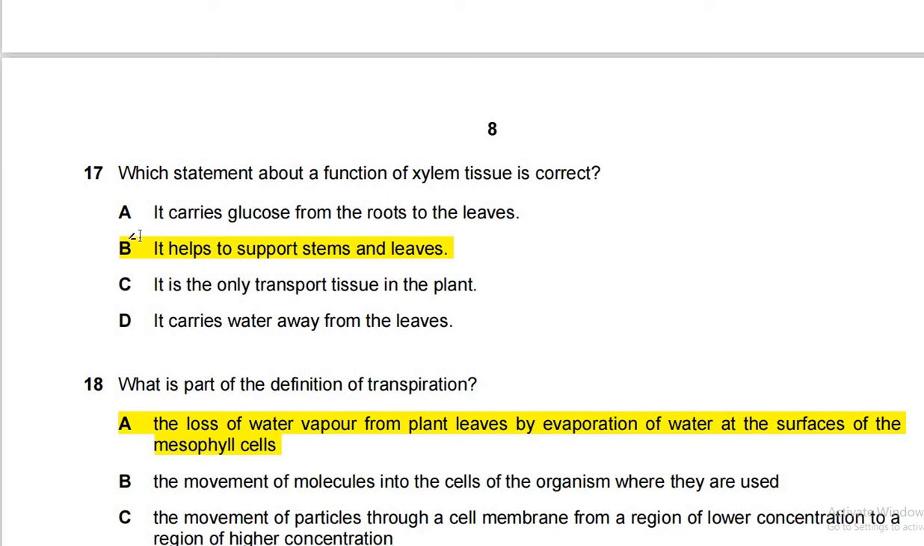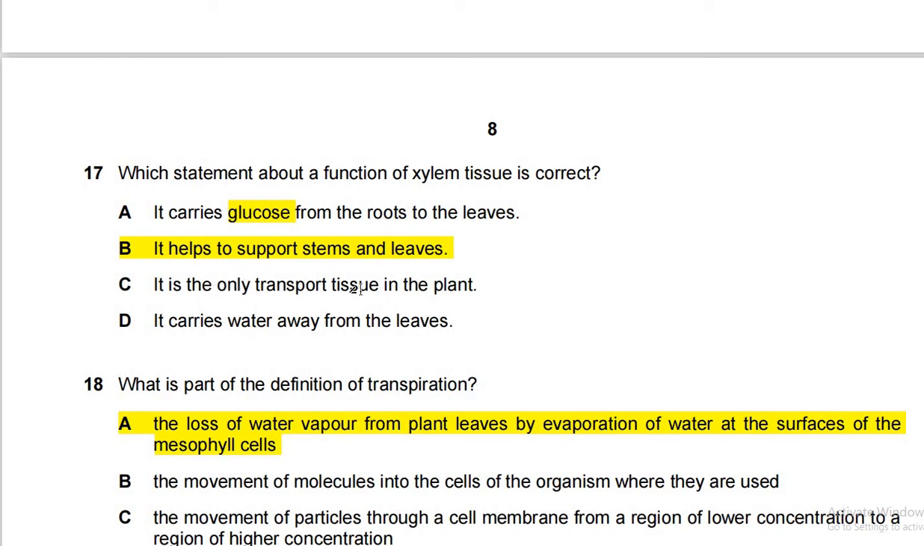Now, which statement about a function of xylem tissue is correct? It carries glucose from the root to the leaves. Carries glucose: this is definitely not correct. It carries water and mineral ions, not glucose. It helps to support stems and leaves. Yes, that's correct. This is one of the functions of xylem.